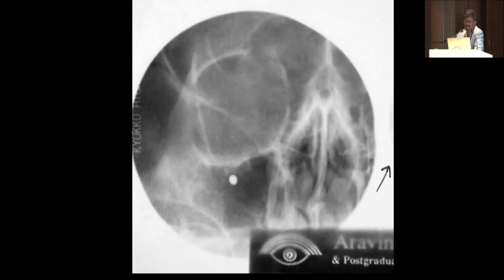So this was a case who had this blast injury.